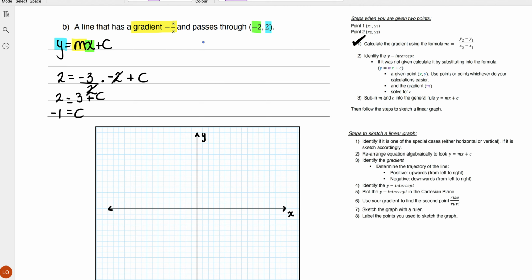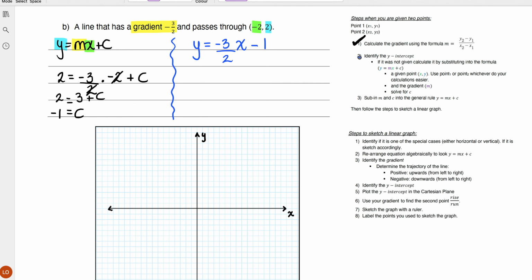Now it says sub in m and c into your general rule. I'm going to draw a line here just to make it very organized. My general rule is y equals, what is my m? -3/2 of x, and my c is take away 1. So that's my general rule. Wonderful. Then follow the steps on the linear graphs.